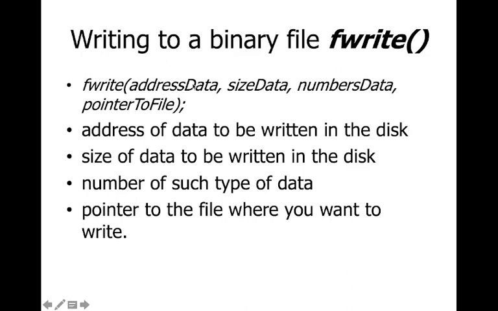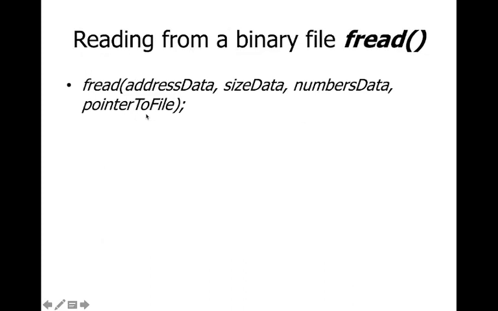So these are the four arguments of fwrite: the address of the data to be written, then the size of the data. Having the address doesn't mean that we should not specify the size. We have to specify the size, how much data should be written, and also how many such data items should be written, and also the pointer to that file.